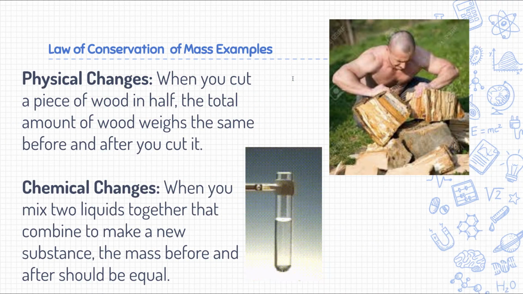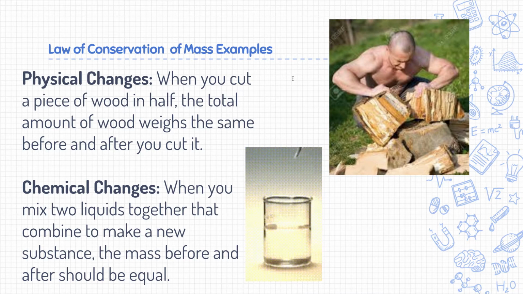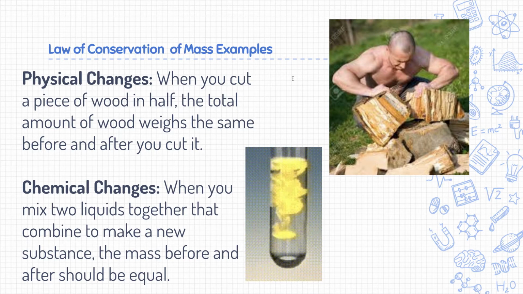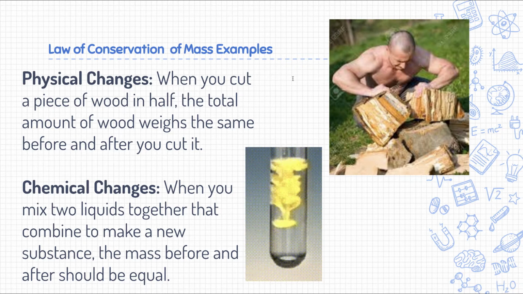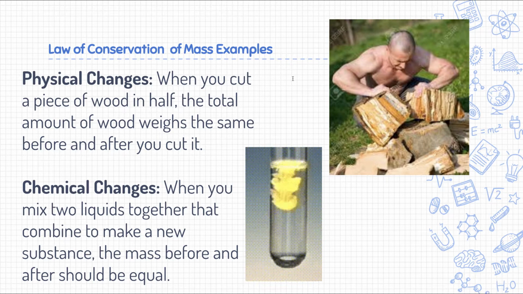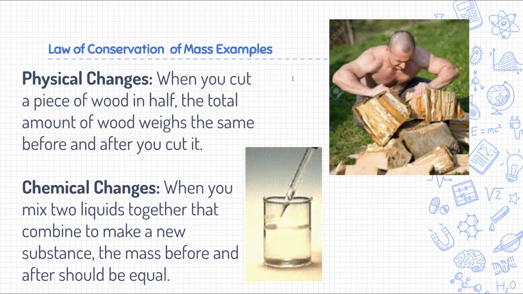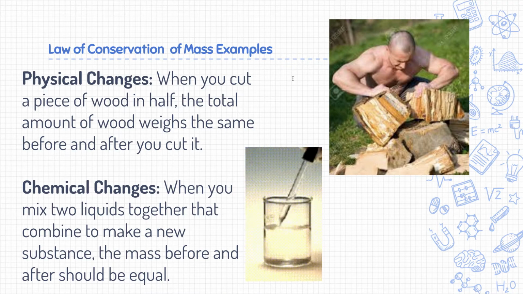Some examples that show the law of conservation of mass. For a physical change, if you took a piece of wood and you measured it before, you cut it in half and measured the two pieces plus any sawdust you happen to create in the process all together, the mass before you cut it and the mass after you cut it should be exactly the same.